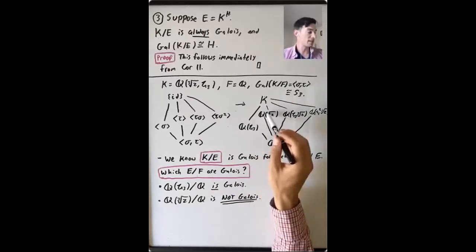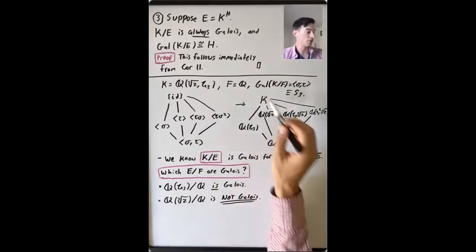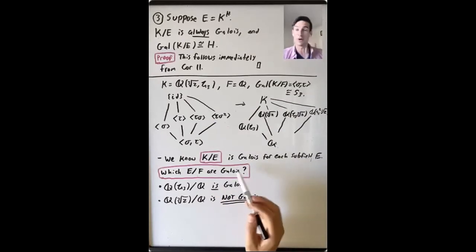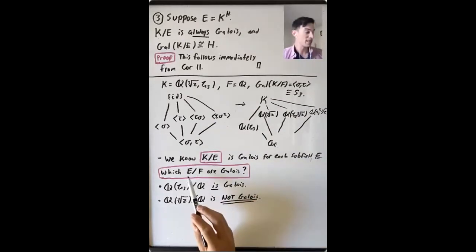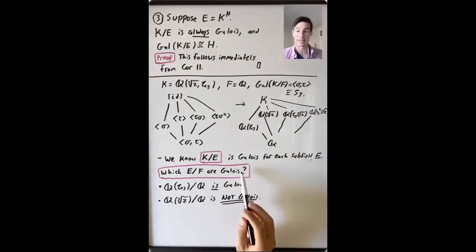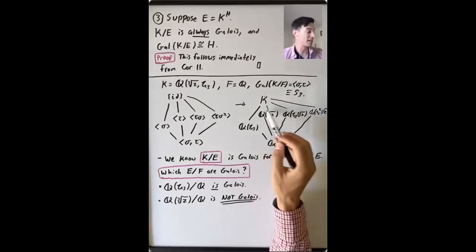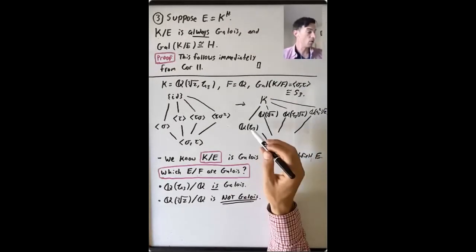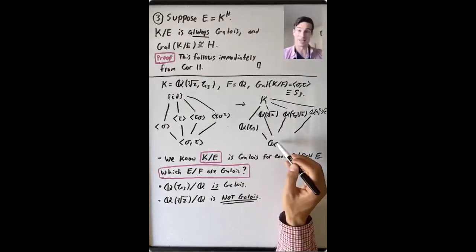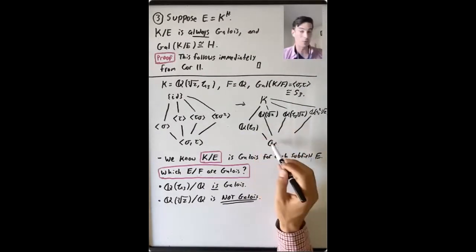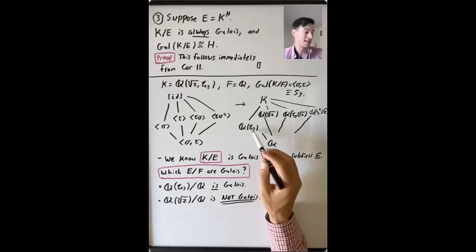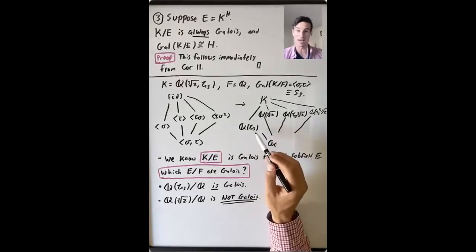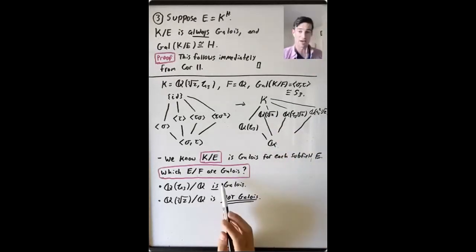Okay, but what about extensions of Q? We know that K over E is Galois. And the question we want to understand next is which E over F are Galois extensions? So in this case, which extensions of Q in this diagram are Galois extensions of Q? And we know that Q adjoin zeta of 3 is a Galois extension of Q. Why? It's a quadratic extension of Q. It's a quadratic extension of a field of characteristic 0. This is Q adjoin square root of negative 3. So this one is Galois.